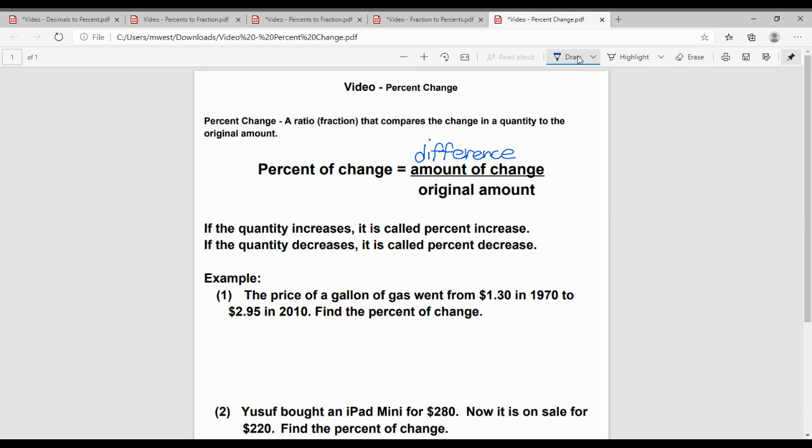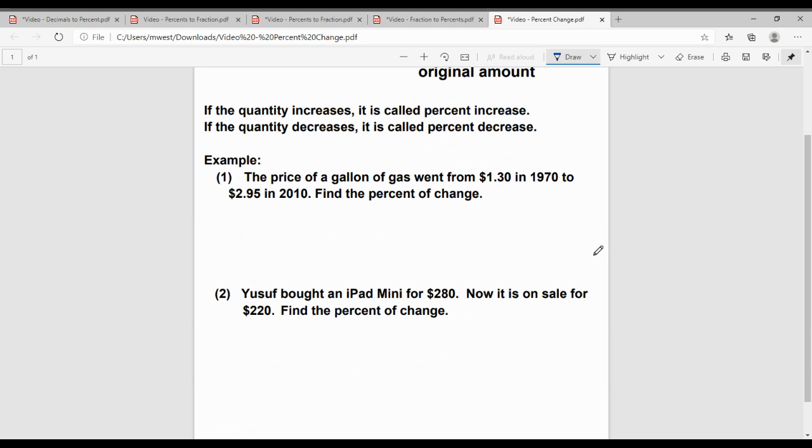And once you get that, if your quantity increases, it is called a percent increase. If the quantity decreases, it's called a percent decrease. So let's look at our first example.